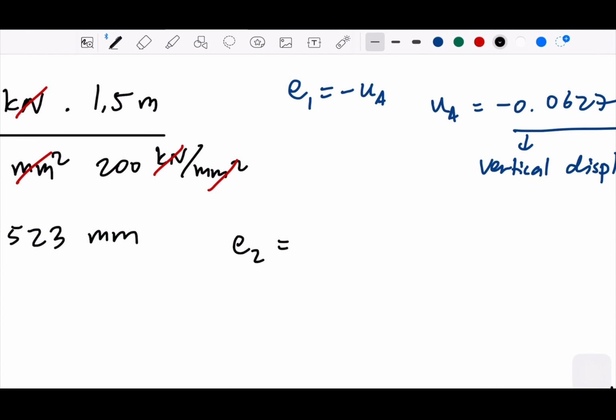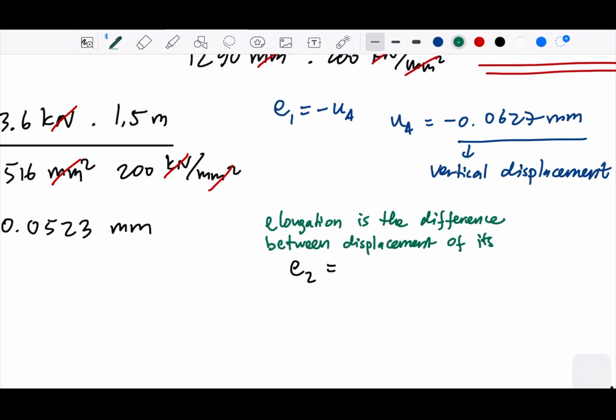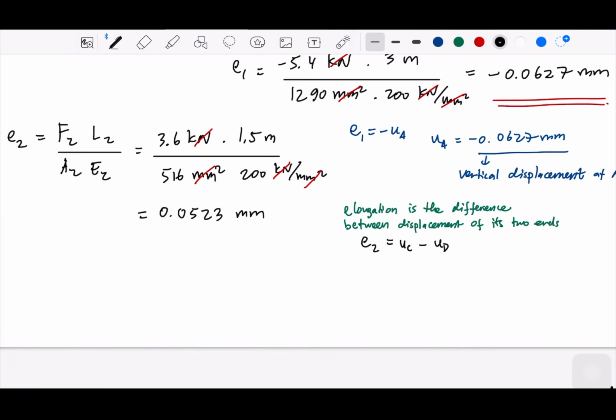So E2, the elongation, is the difference between the displacement of its two ends. So UC and UD. So the total elongation is supposed to be displacement at C minus displacement at D. Okay. Okay, that's number B.